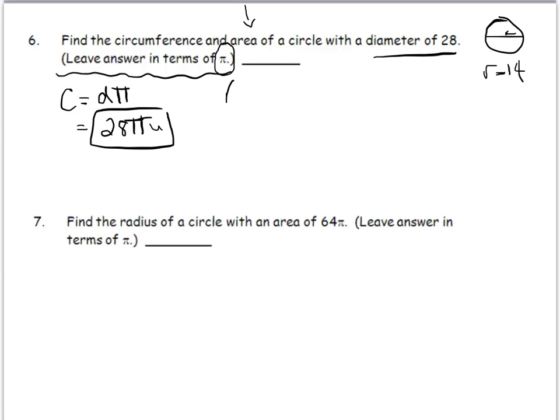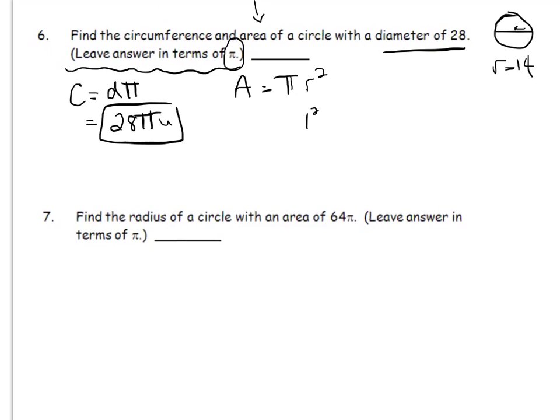To find the area, it's pi r squared. So this would just be pi times 14 squared, which gives you 196 pi. Oops. Sorry, you guys, my pen went off. I'm having pen issues. So this is 14 squared, which is 196 pi. And now this is area, so it should be units squared.